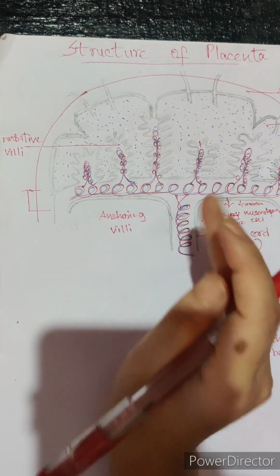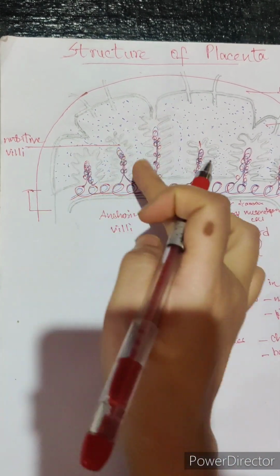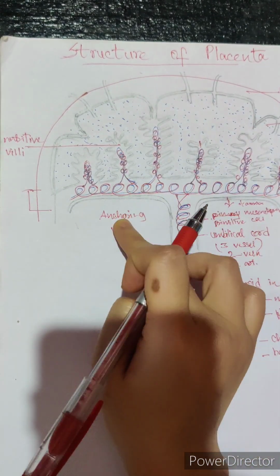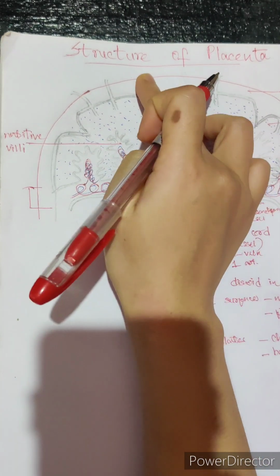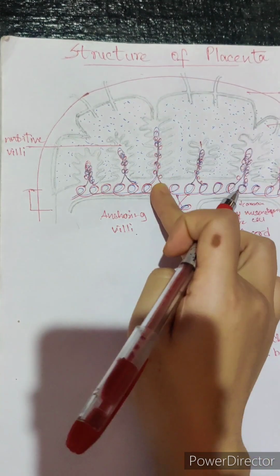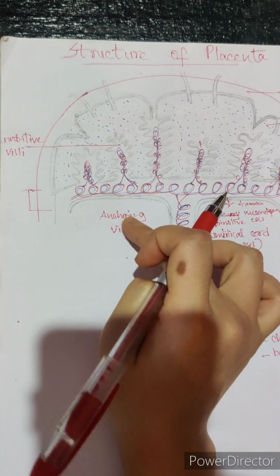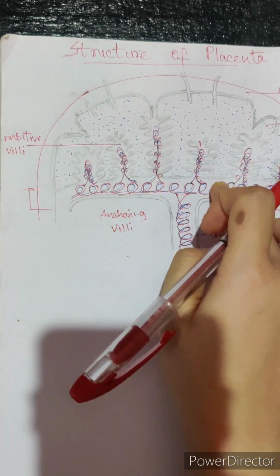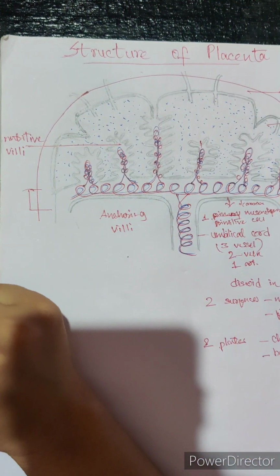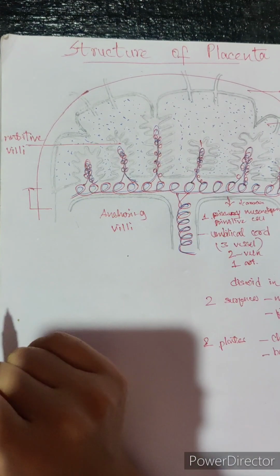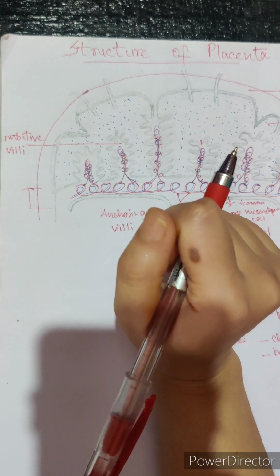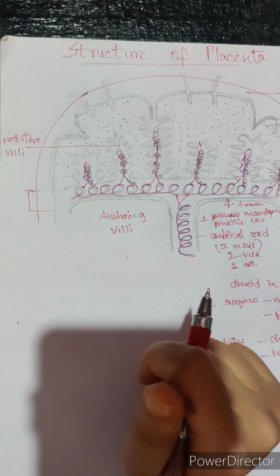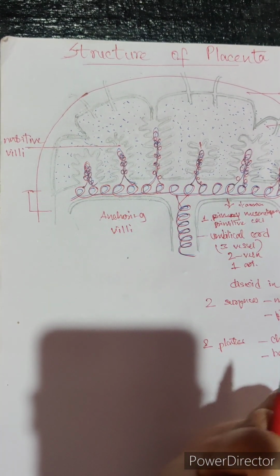Okay, there are two types of villi. One is the nutritive villi, which opens up from the chorionic plate, but it does not reach up to the basal plate, and the one which opens up from the chorionic plate to reach the basal plate is known as the anchoring villi. Why anchoring villi? Because this villi helps in holding your placenta up to your fundus or your endometrium. So this helps in anchoring, or you can say this helps in upholding the placenta to the decidua basalis.